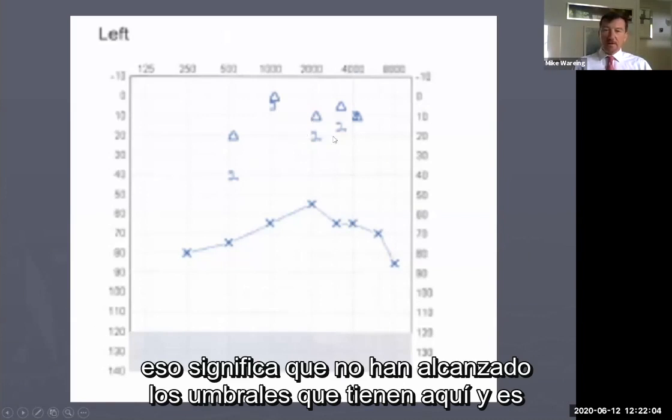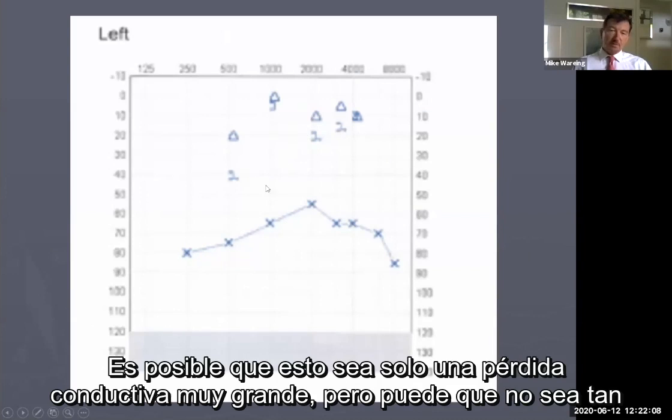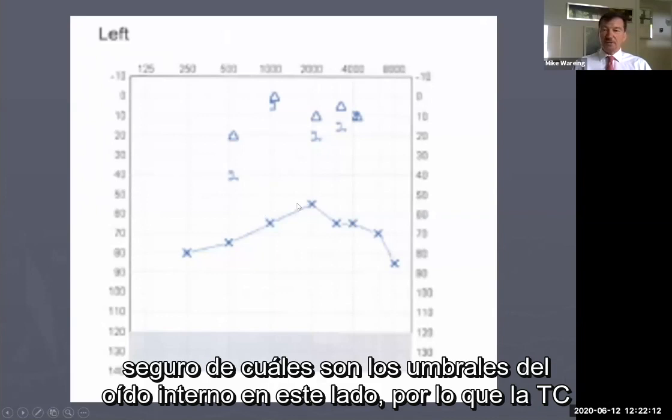You see the little arrow here? That means that they haven't reached the thresholds. They have here, and it's possible this is just a very big conductive loss. But you may not be so certain as to what the inner ear thresholds are on this side.